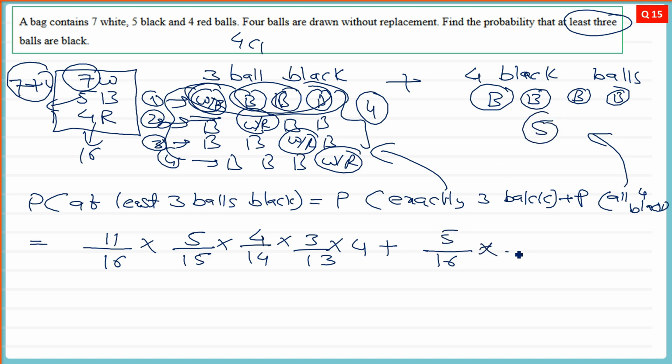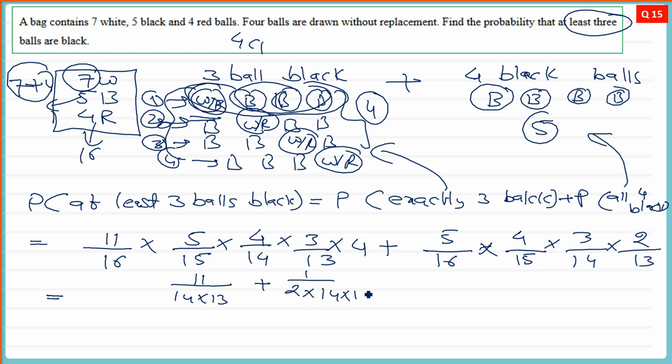Now 5 by 16 is the first black ball, because 5 are black balls, 16 are there. Then 1 is being taken, 4 by 15. 2 are being taken, so 3 by 14. 1 more is being taken, so 2 by 13. So this black is quite easy because there are only 4 blacks. The first part, which is the exactly 3 black, you need to just understand that thing. When you compute this, I hope you'll be able to do that, and that is going to come as 23 divided by 364.